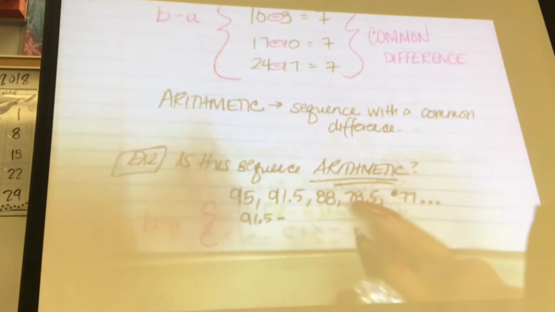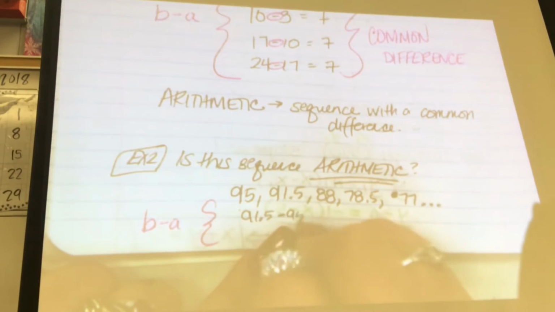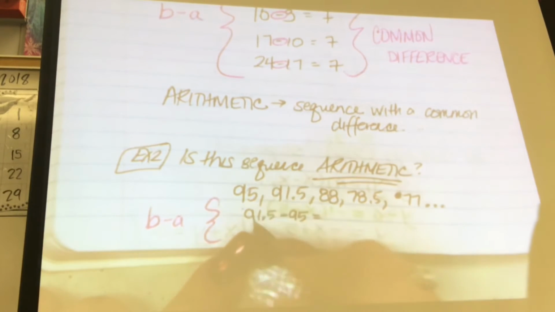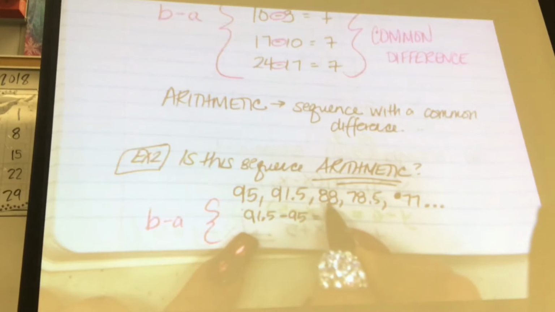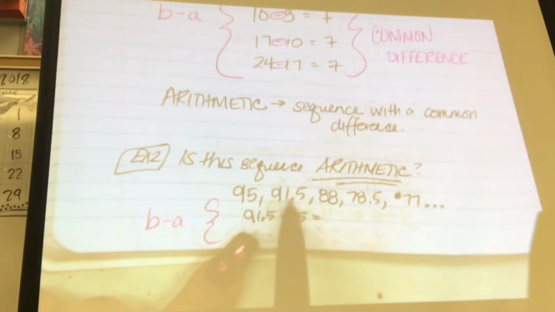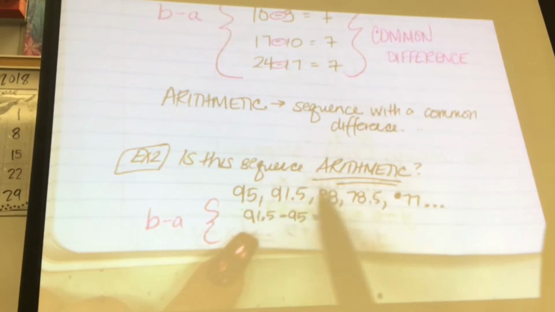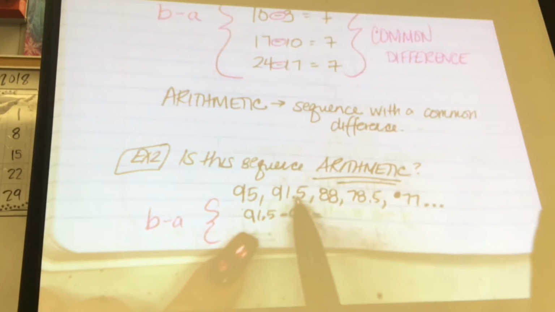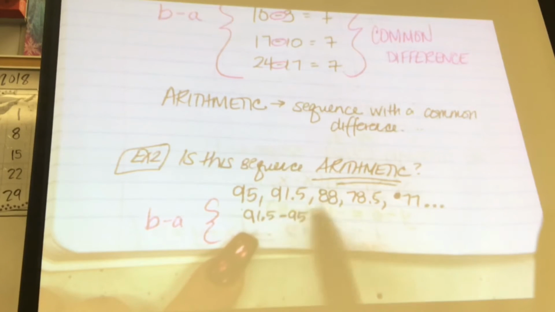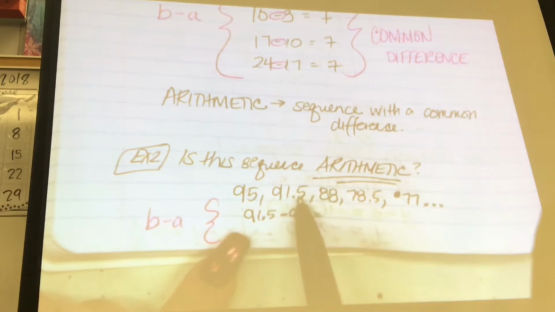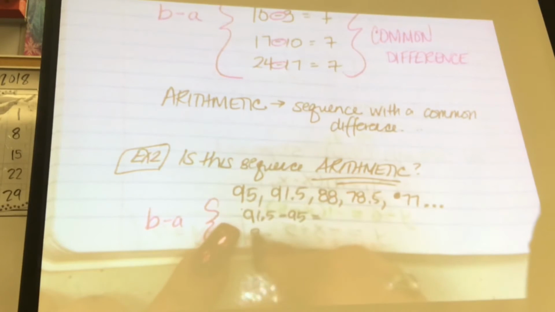91.5 minus 95. Jason, what's the next one I'm going to do? 95 or 91.5 minus 88. No. You always go the second number first. Remember? 91.5 minus 95. We did that. Now we're going to do? 88 minus 91.5.